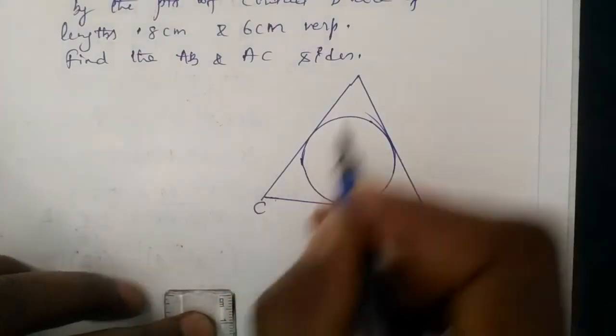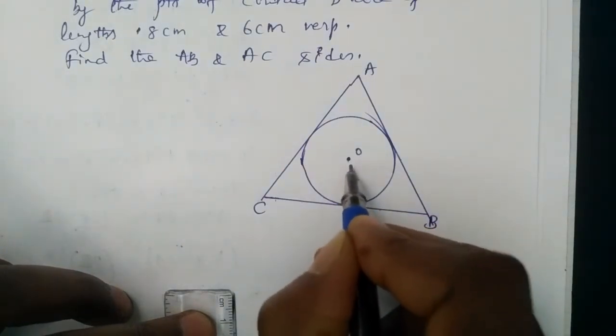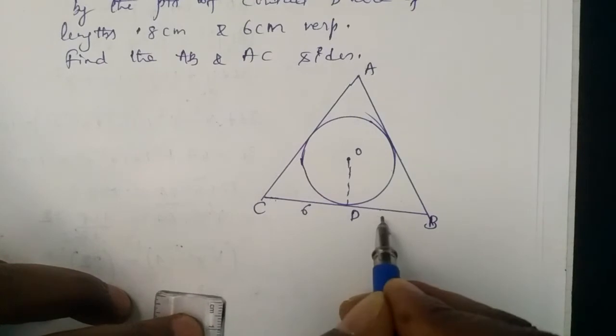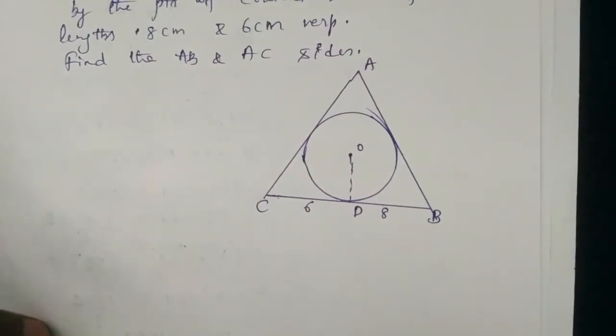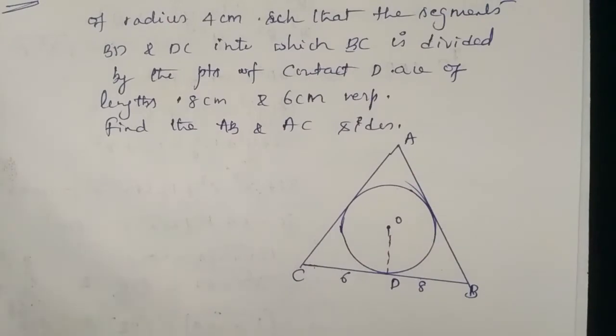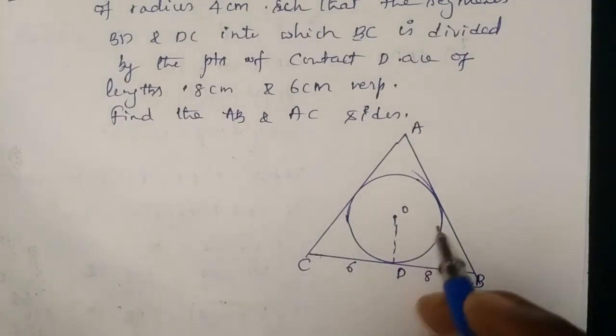B point, C vertex and A vertex. The OD is joined. 6 and 8 centimeter. So this problem, in the second part of the same problems and theorems of tangents, we solved. Again I'll show you how to solve this problem.